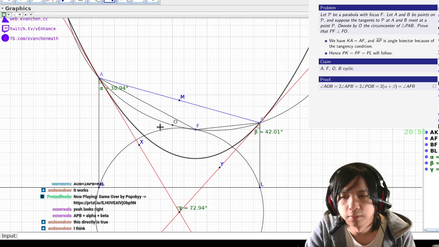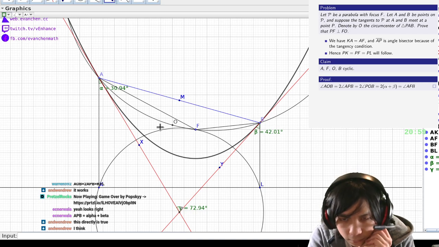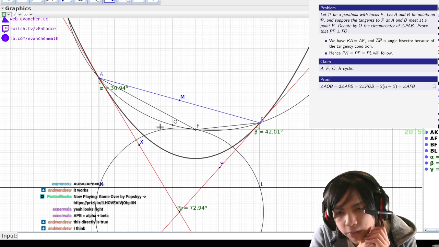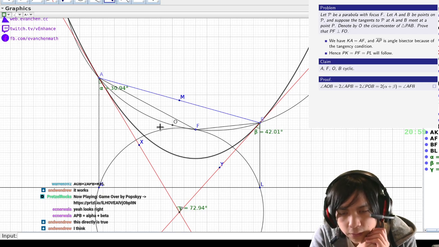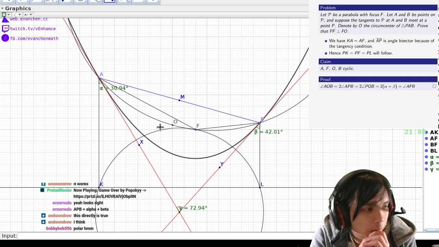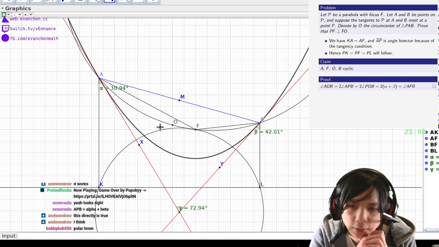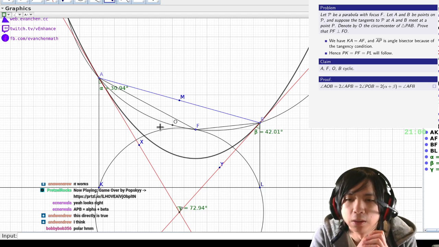Okay, so great. Now, where am I trying to get the right angle from? So the right angle will then be equivalent to PF being an internal angle bisector of AFB, because then O is like the other arc midpoint or something. So PF should bisect AFB.